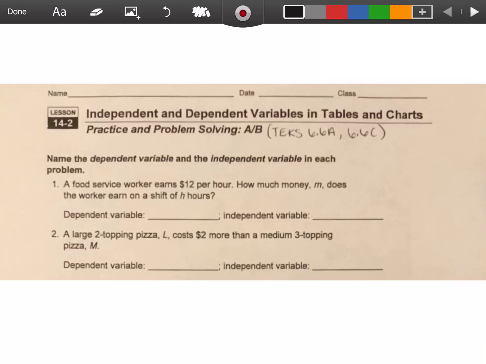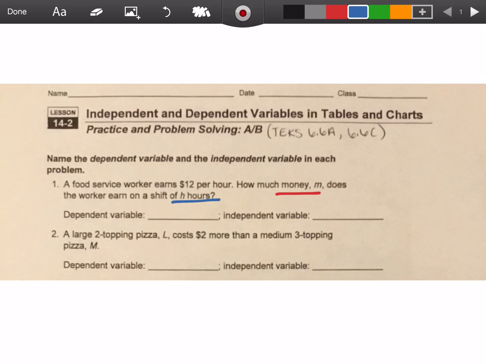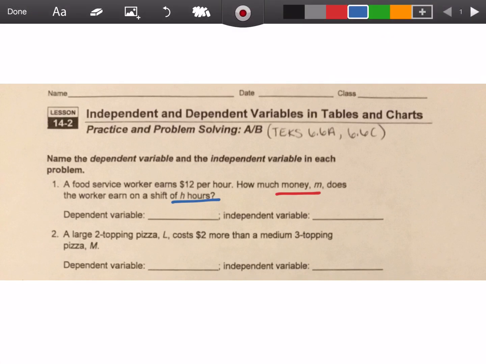So in this first section, we are going to name the dependent and independent variable in each problem. Number 1 says a food service worker earns $12 per hour. How much money, M, does the worker earn on a shift of 8 hours? So our two variables are money and hours. Okay, so just like we talked about in the video, our dependent variable depends on the independent variable.